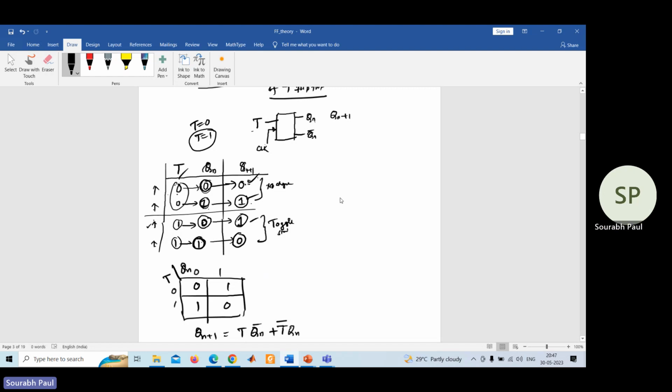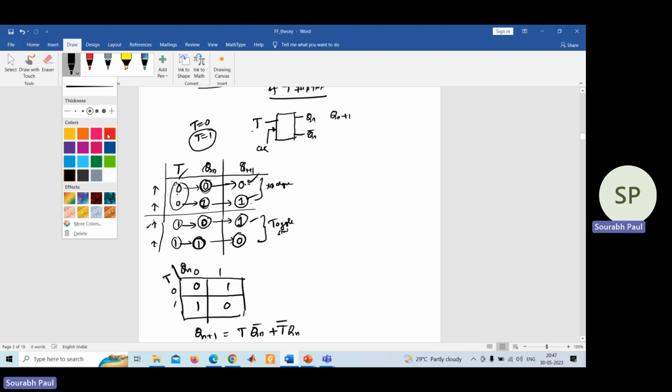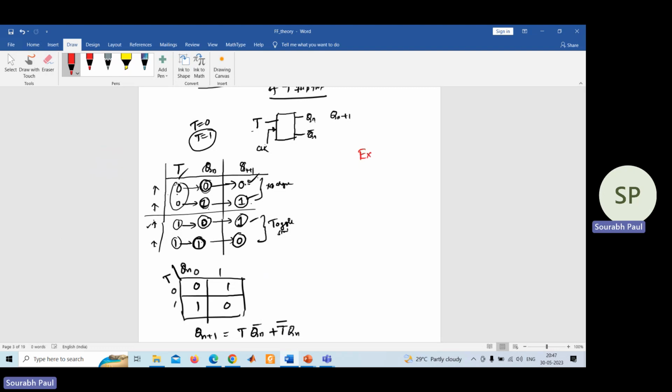Now, what will be the excitation table? If you have followed my previous lectures on SR and JK flip-flop, you can easily understand that the excitation table can be derived from the truth table. What is an excitation table? In an excitation table, you are given the present output and the next output, and from these two things, you need to determine the value of the input. This is known as the excitation table.